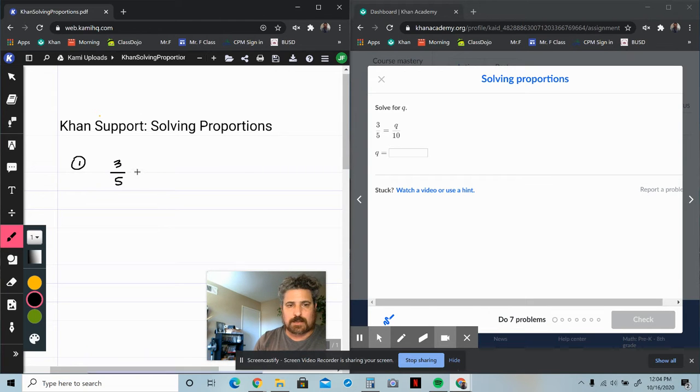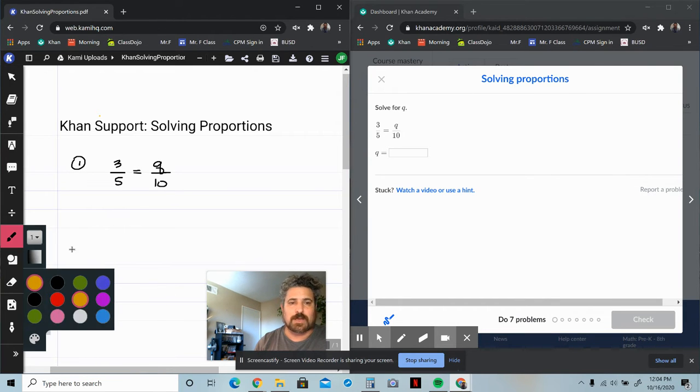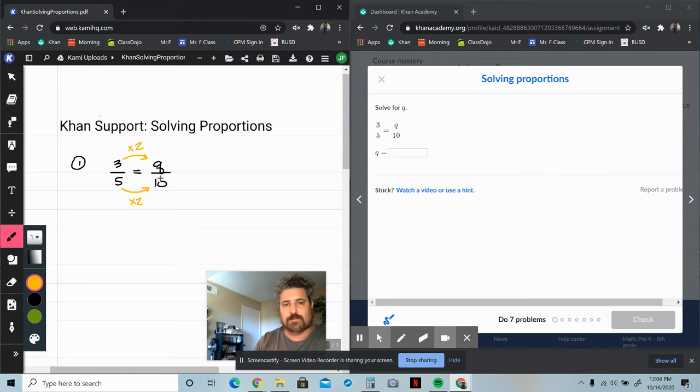and we're asked to solve the proportion: if 3/5 is equal to some value q that we don't know over 10, solve for q. So in other words, 3 out of 5 is the same as what number out of 10? Now this is an easy one because you can see that 5 times 2 would be 10. So then just multiply the top by 2, right? The rule for creating equivalent ratios is whatever you do to the top, you do to the bottom.